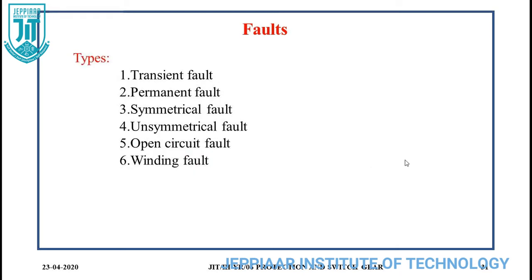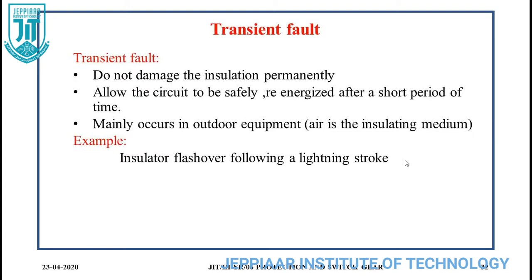So what are the power system faults we have? Faults can be classified into six: transient fault, permanent fault, symmetrical fault, unsymmetrical fault, open circuit, and winding fault.